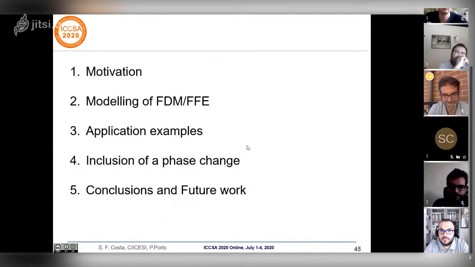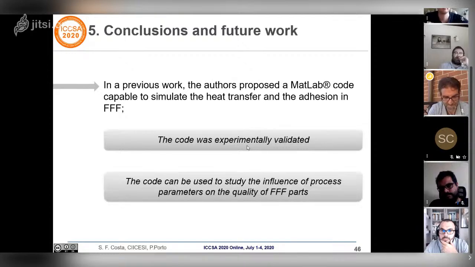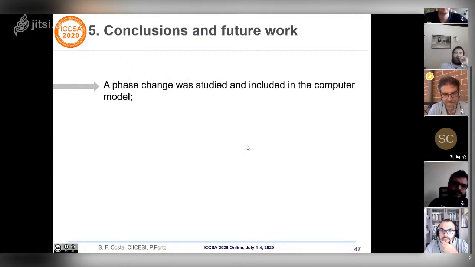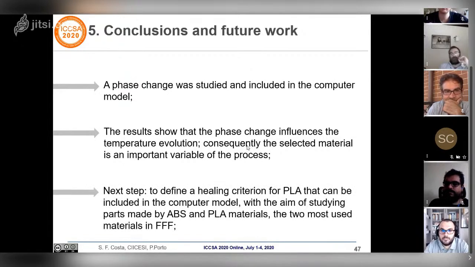So as a conclusion, in a previous work, a MATLAB code was proposed to simulate the heat transfer and the adhesion in fused filament fabrication. In this work, a phase change was studied and included in the computer model. The results show that the phase change influences the temperature evolution, and consequently, the selected material is an important process variable. The next step is to define a healing criterion for PLA with the aim of studying parts made by ABS and PLA materials, the 2 most used materials in fused filament fabrication.